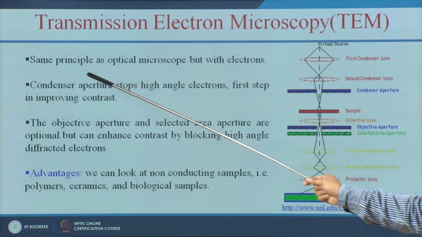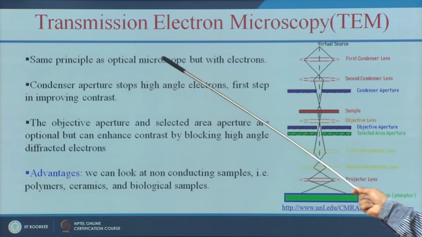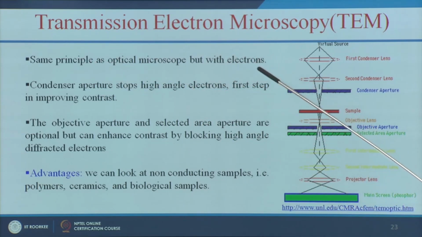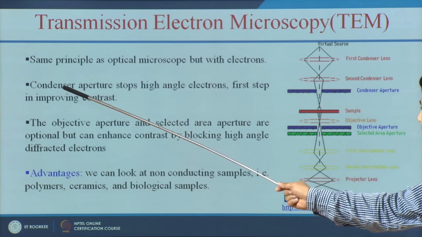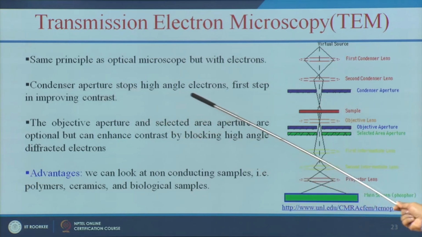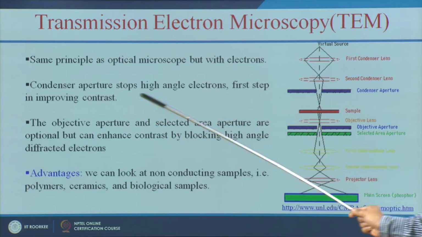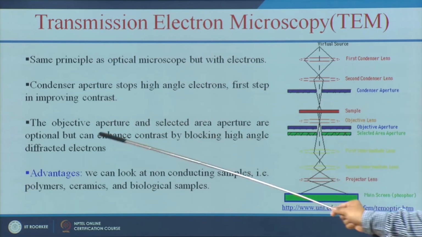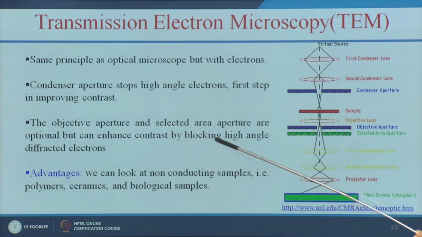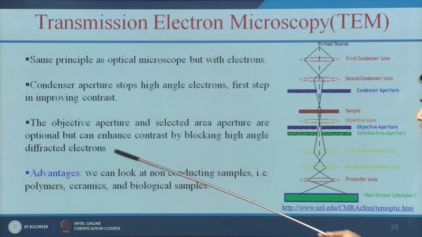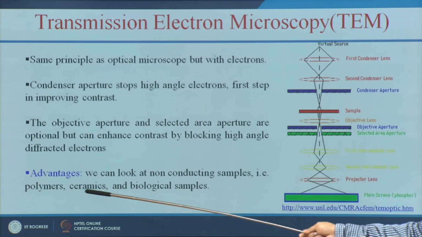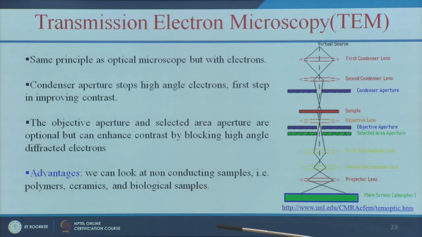So, let us see the principle of this TEM. The principle is similar to your optical microscope, but here instead of using light, we will be using electrons as the light source. The condenser aperture stops the high angle electrons, that is the first step in improving your contrast, and the objective aperture and the selected area aperture are optional, but they can enhance the contrast by blocking the high angle diffracted electrons. So, what are the advantages of this? We can look at non conducting samples, that is, you can study the size and everything of polymer samples, ceramics as well as biological samples.